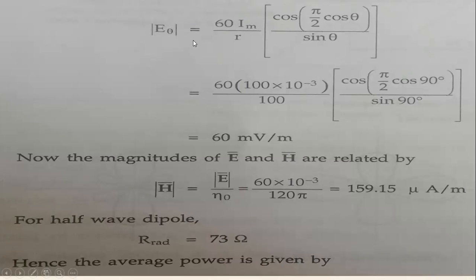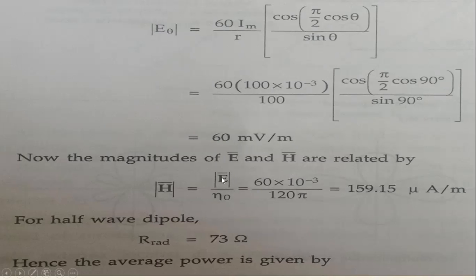So mod of E theta is equal to 60 Im by R, into cos of pi by 2 into cos theta divided by sin theta. Here 60, and what is my Im? The maximum current is 100 into 10 power minus 3, the magnitude in that particular direction. So cos of pi by 2 into cos 90 degree, and sine of 90 degree, because at a particular 90 degree we get the maximum radiation. After substituting all these things, we get the mod of E theta as 60 millivolt per meter.